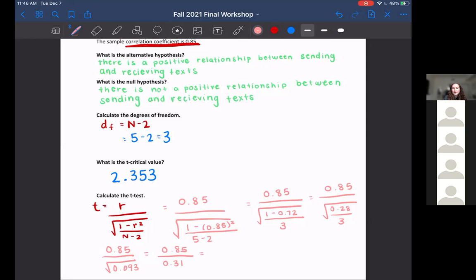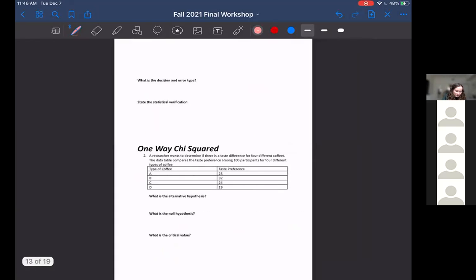And then 0.85 divided by 0.31 is what? Is it 2.74? 2.74, yes, good. Does anyone have any questions on how we got there? No? Okay, let's go on. Now we need to make a decision. We said our t-critical was 2.353, and the number we calculated was 2.74.